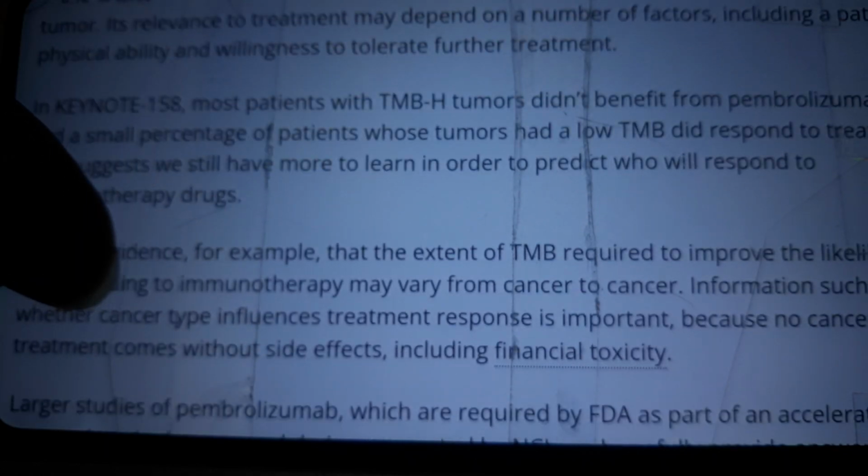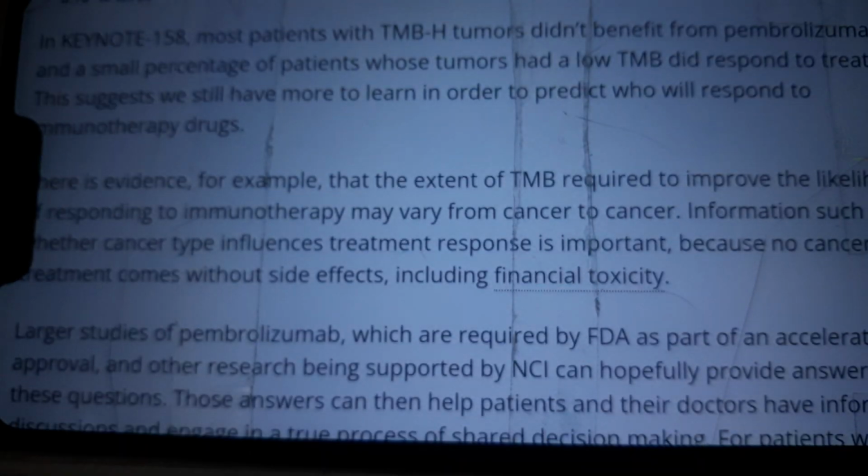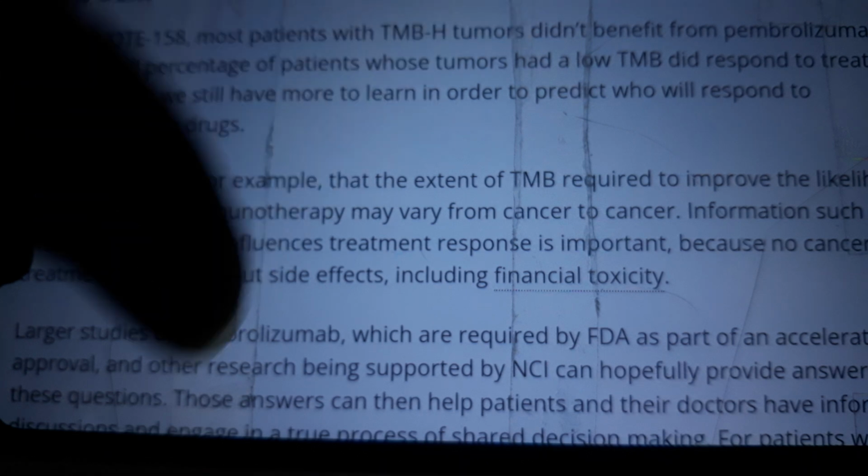to tolerate further treatments. In KEYNOTE-158, most patients with TMB-high tumors didn't benefit from pembrolizumab, and a small percentage of patients whose tumors had a low TMB did respond to treatment. This suggests we still have more to learn in order to predict who will respond to immunotherapy drugs.